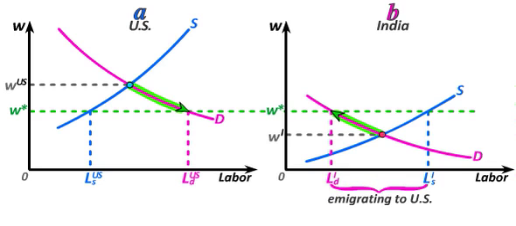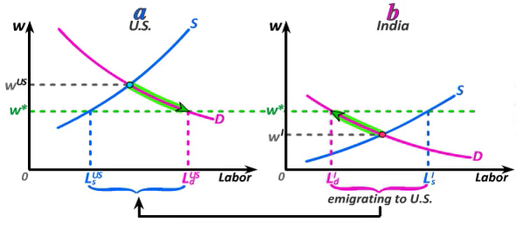At the new wage W star, Indian workers are willing to supply more labor than Indian firms are willing to hire. The difference between the quantity of labor supplied by Indian workers and the quantity of labor demanded by Indian firms is the number of workers that are immigrating to the United States. Similarly, in the U.S. market in panel A, there's a difference between the amount of labor that's demanded by U.S. firms and the amount of labor that is supplied by U.S. workers. This difference is filled by the immigrant labor from India.